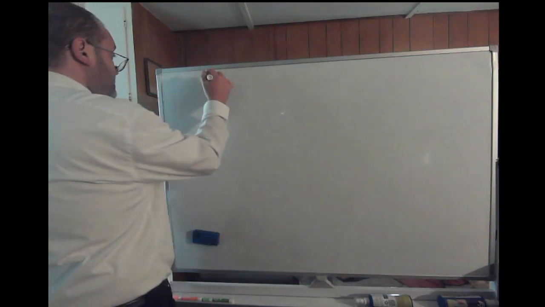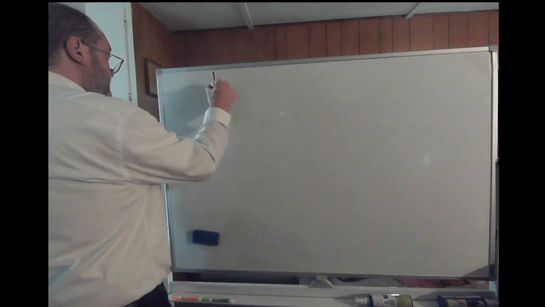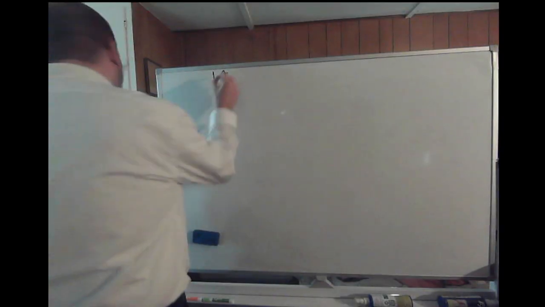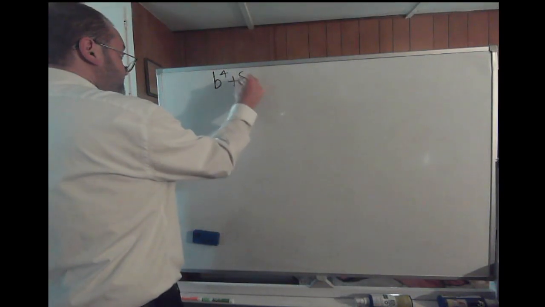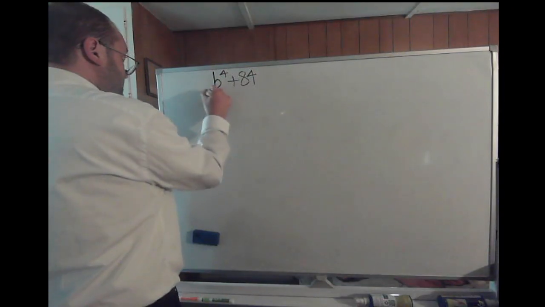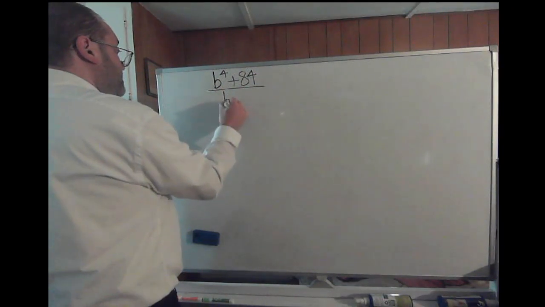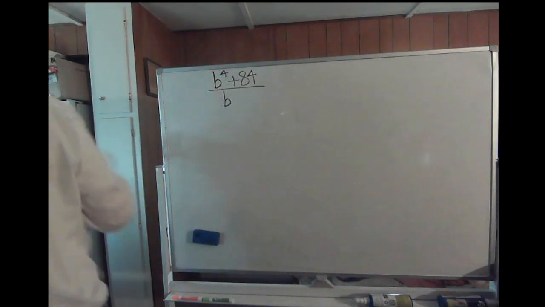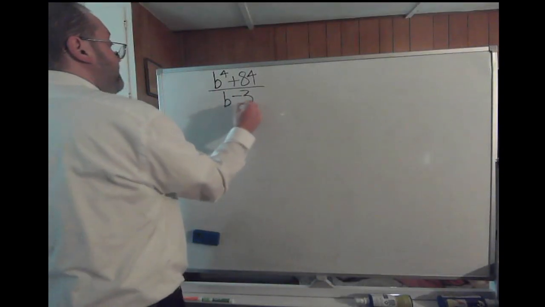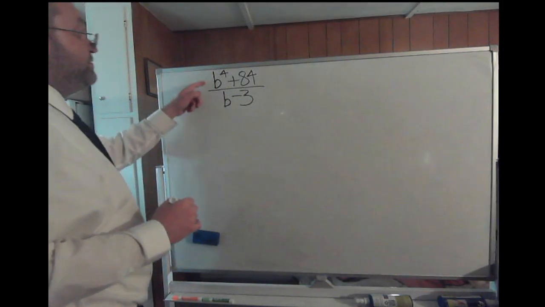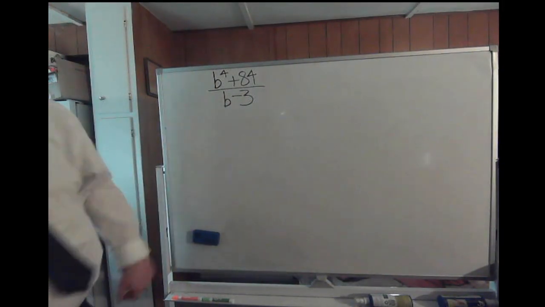Alright, last problem. We have b to the fourth plus 84 all over b minus 3. So we got b to the fourth plus 84 all over b minus 3.